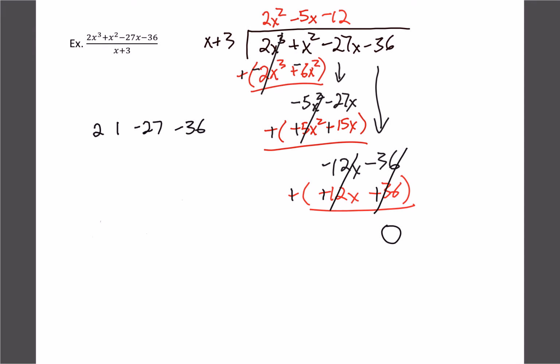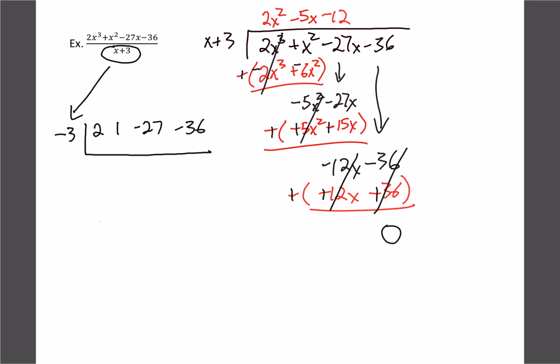Usually we write this as a kind of upside down type of division, and the number we put out front is what our 0 would be. So if we're dividing by x plus 3, we're actually going to take out a negative 3, because if that was our 0, we'd say x equals negative 3. So we do the opposite out front, and the rest of the numbers stay the same.